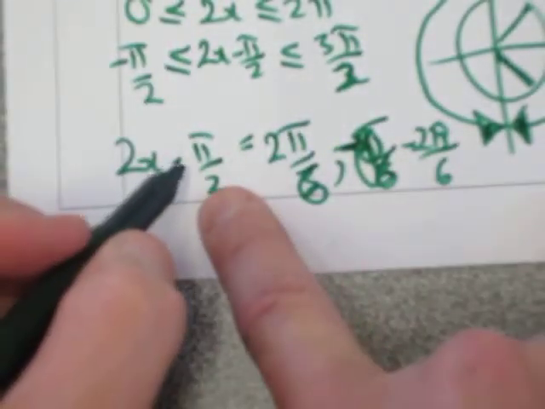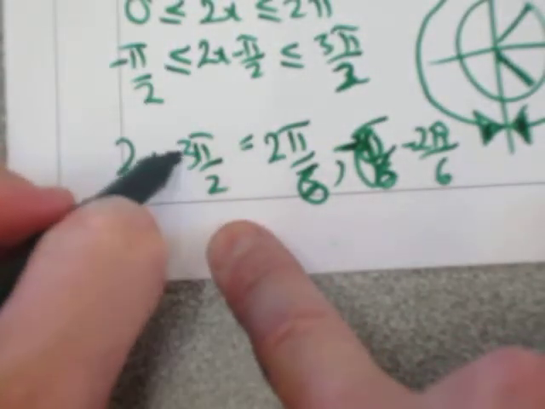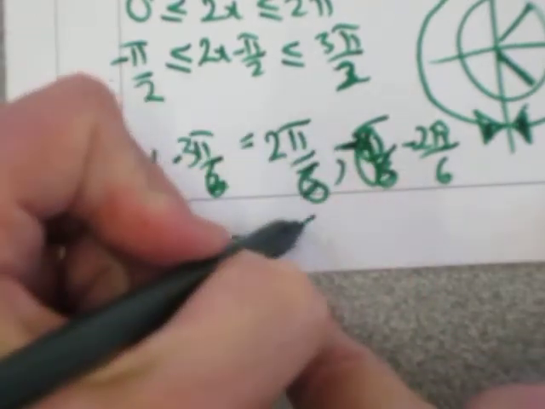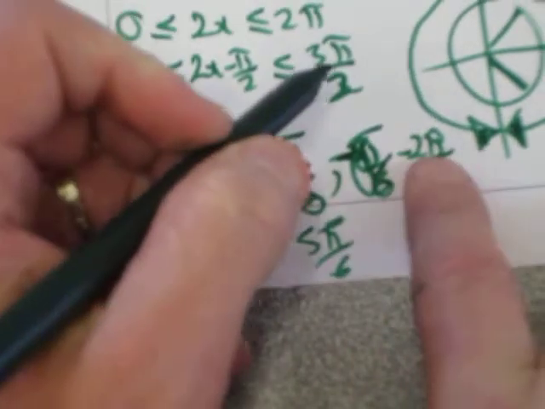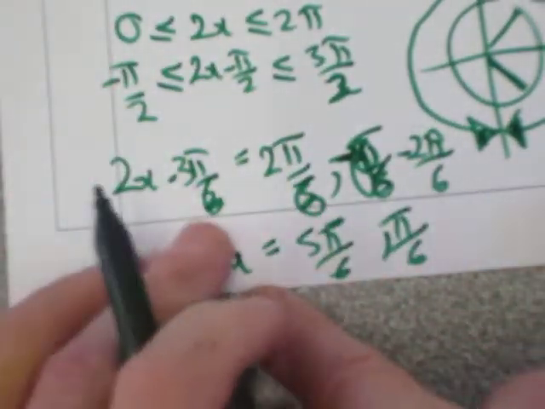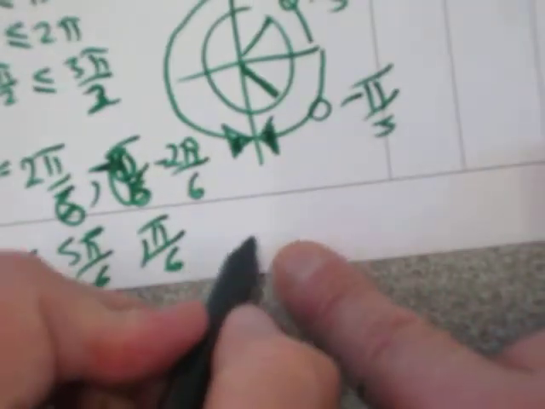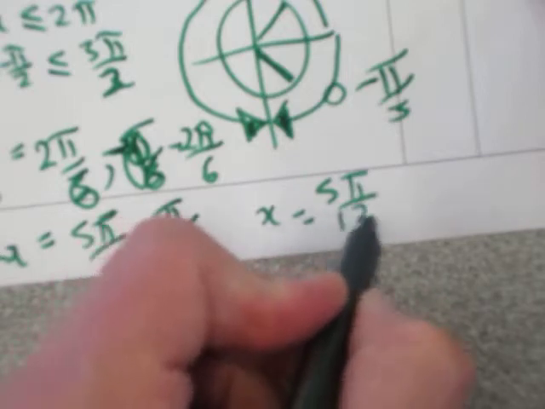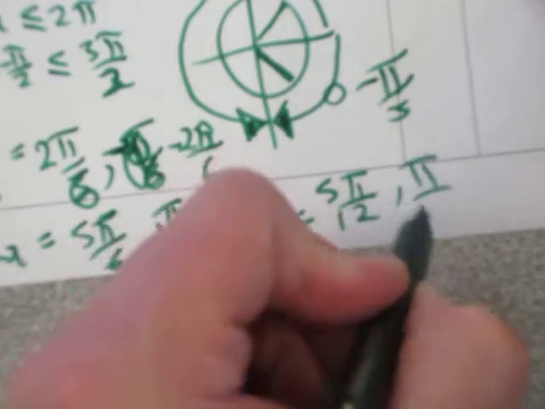Alright, so I'm going to add 3 pi on 6, that becomes minus 3 pi on 6. So adding 3 pi on 6, that becomes 5 pi on 6. And adding 3 to the other, I get pi on 6. I have to divide both by 2. Okay, so I've got x is equal to 5 pi on 12 and pi on 12.